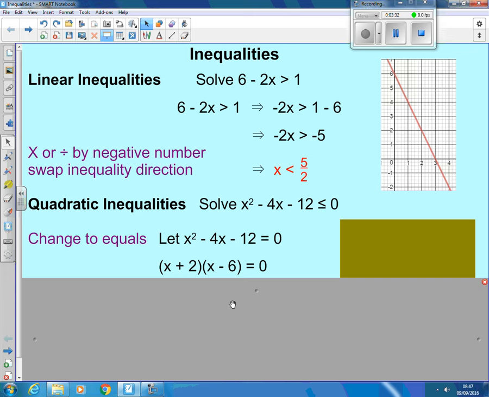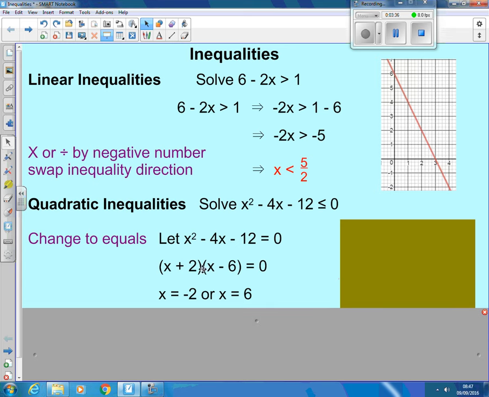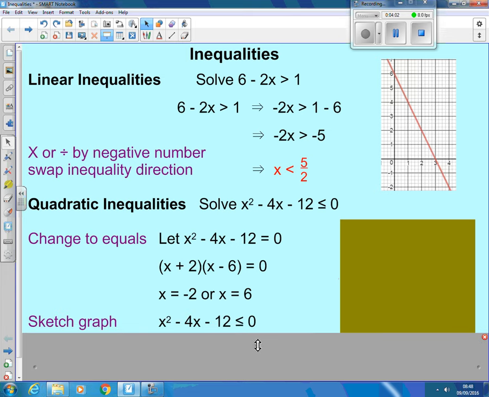So if x plus 2 multiplied by x minus 6 equals 0, then either the x plus 2 is 0, and x would be minus 2, or the x minus 6 is 0, and x would be 6. So those are what are known as our critical values. Our critical values are where x is equal to minus 2 and x equals 6. But we need to find where this graph is less than or equal to 0. Now, to do that, we want to look at the graph.